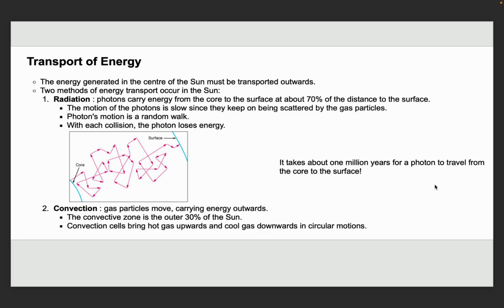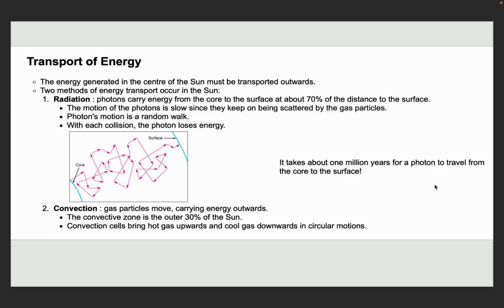Transport of energy. The energy generated in the central portion of the sun, that is the core, is now transported outward. Two methods of energy transport occur in the sun. One is radiation, another is convection. In the radiation method, the photons carry energy from the core to the surface, up to about 70% of the distance to the surface, or to the radiation zone.